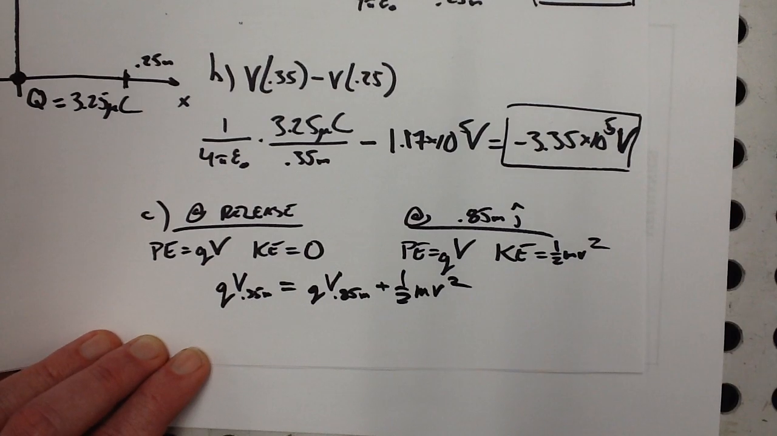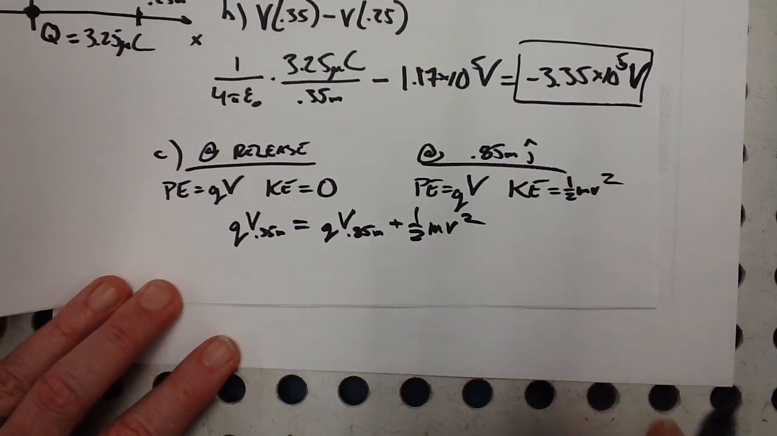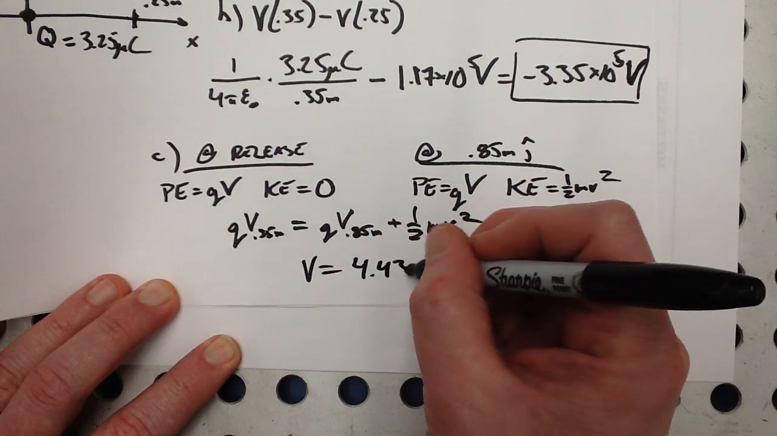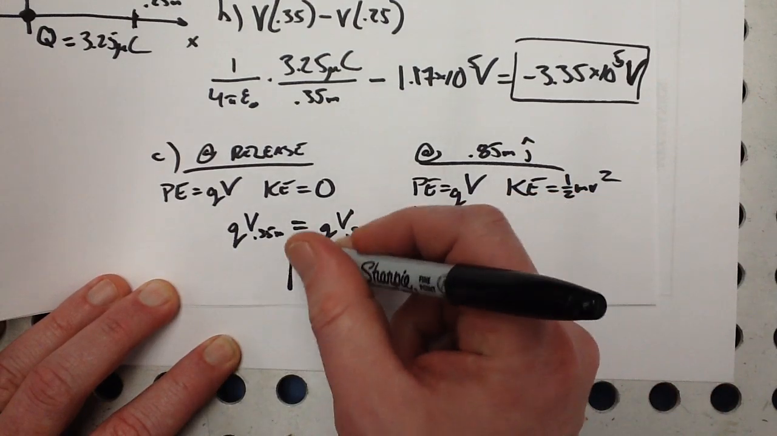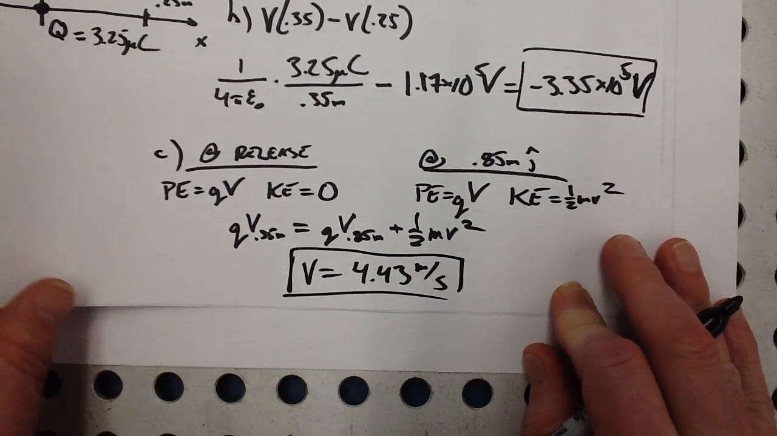You've got all the work on that sheet that I gave you, what that all looks like when you put everything in. And you should get, after all the number crunching, about 4.43 meters per second.